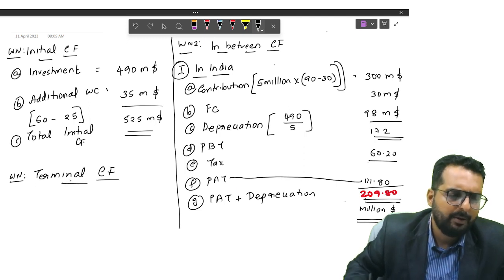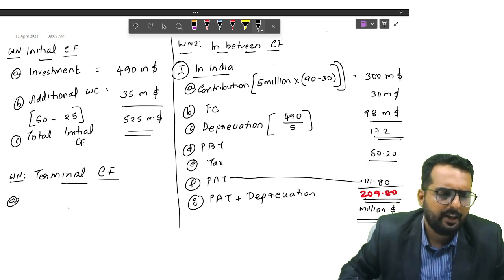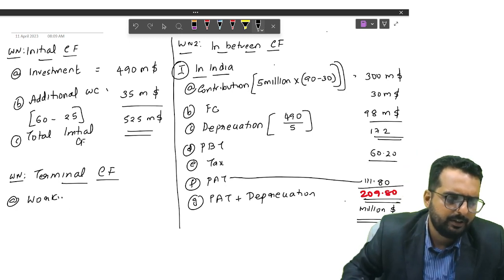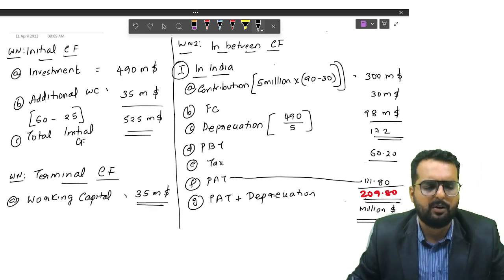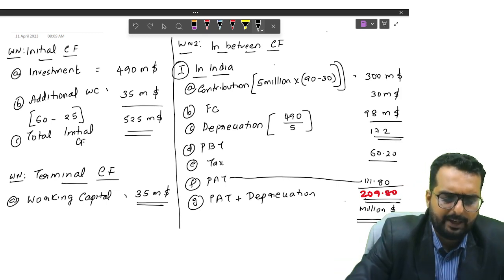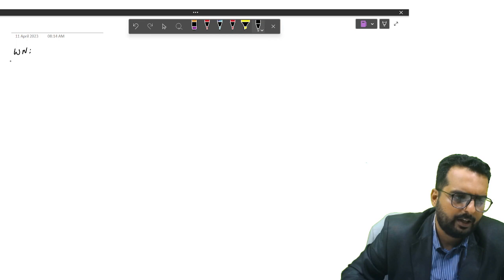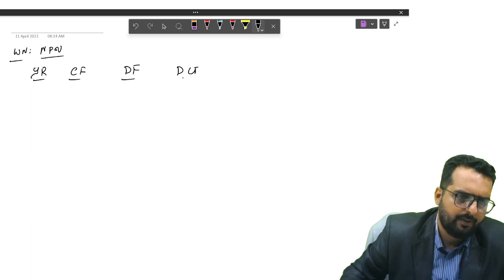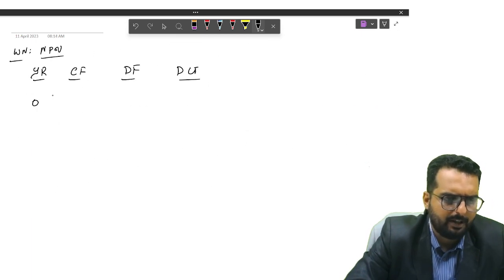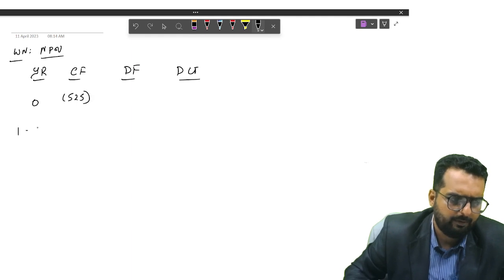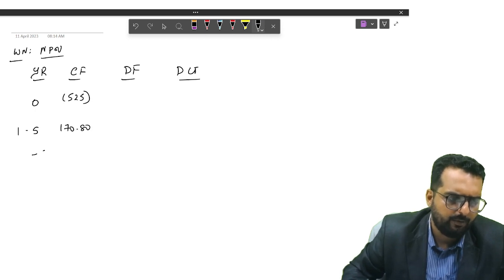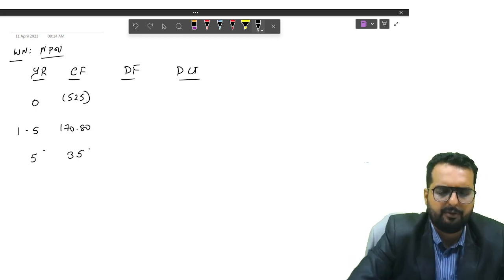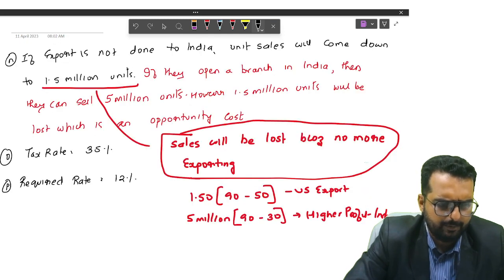Terminal cash flow. Can you tell me what will be the terminal cash flow over here, friends? Here the terminal cash flow will be the working capital which will be recaptured. How much will I get back now? $35 million. After 5 years, I'll get that money back. Correct? So based on this, now I'll write down the final working note heading NPV. Here, cash flow, discount factor, discounted cash flow. Year 0, how much are we paying? 525. Year 1 to 5, how much are we getting back? 170.8. At the end of year 5, how much is my salvage value? 35. What is the discount factor they have told in the question? 12%.